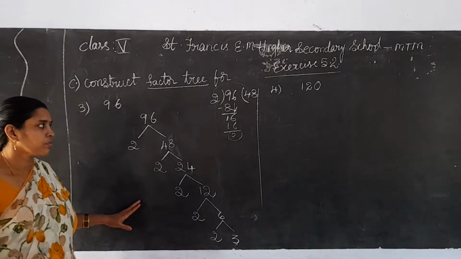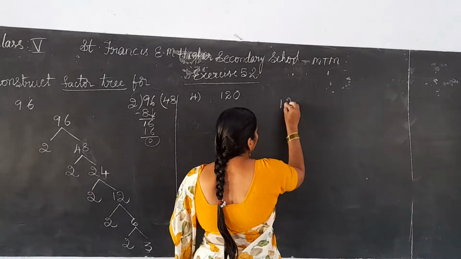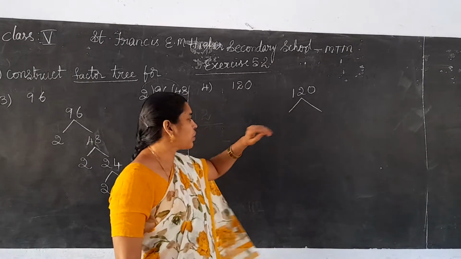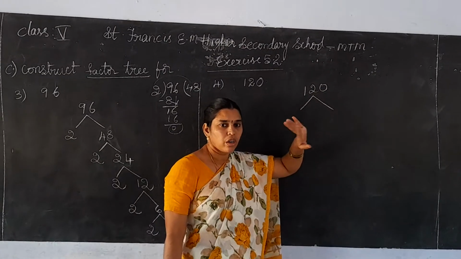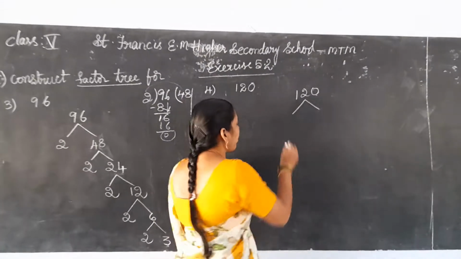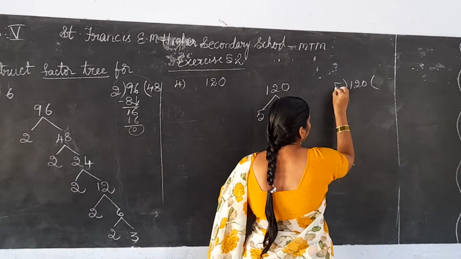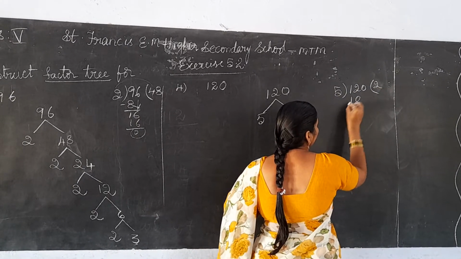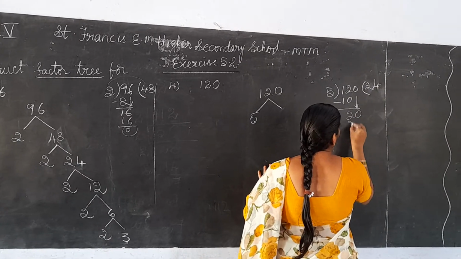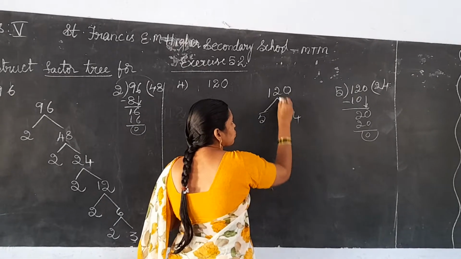Okay children? Now I am going to explain 120. See, 120. Maybe you should take 5 also, no problem. Because the 1's place digit is 0. Okay? 5. How many times will it go? See, 120 divided by 5. 5 2s are 10. Remainder 0. 5 4s are 20. 0. So how many times? 5 into 24 will give us 120.